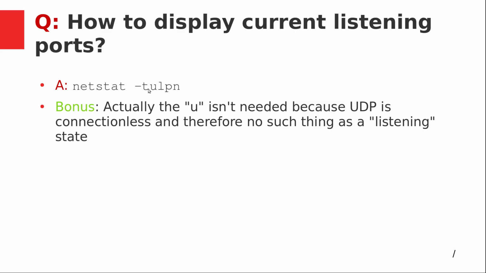So this is like TCP, UDP, okay, include listening ports. And actually the U isn't needed because UDP is connectionless, so there's no such thing as a listening state with UDP, and that's why you'll only see the listening state next to the TCP ports. The UDP ports won't show anything listening because there's no such thing as a listening UDP port. But just generally, this is the command to remember: netstat -tulpen.